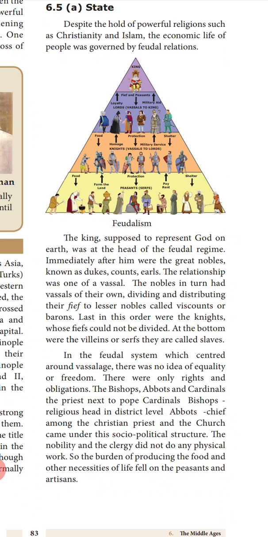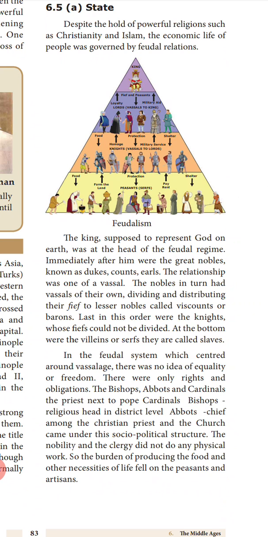The relationship was one of the vassal. The nobles in turn had vassals of their own, dividing and distributing their fief. Fief means land, to the lesser nobles called viscounts or barons. Last in this order were the knights, whose fiefs could not be divided. Knights will not divide their land. Below them are the peasants, who are the slaves, and also villeins. They are called slaves. In the feudal system which centered around vassalage, there was no idea of equality or freedom.